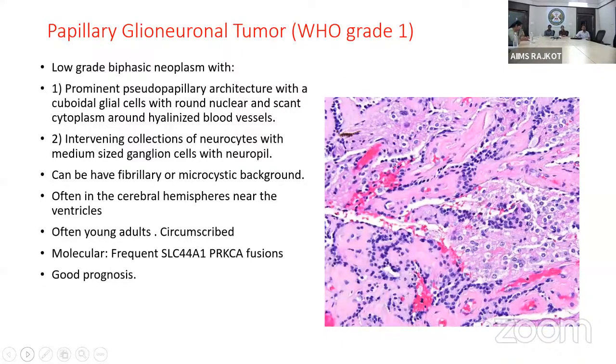Papillary glioneuronal tumor is WHO grade 1. It is a biphasic tumor which comprises hyalinized vessels lined with cuboidal tumor cells. And this tumor molecularly has SLC44A1 and PRKCA fusion gene.